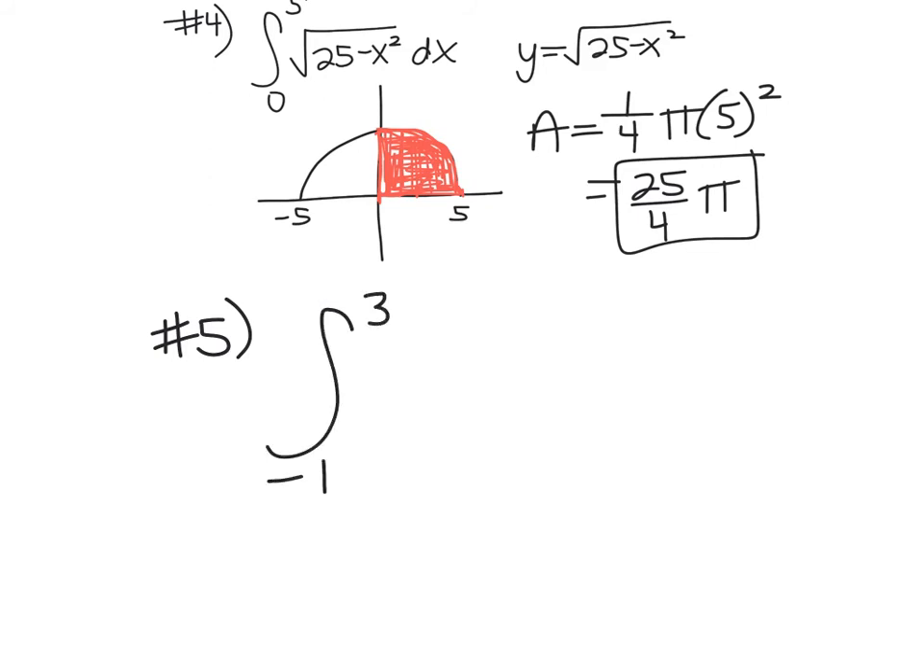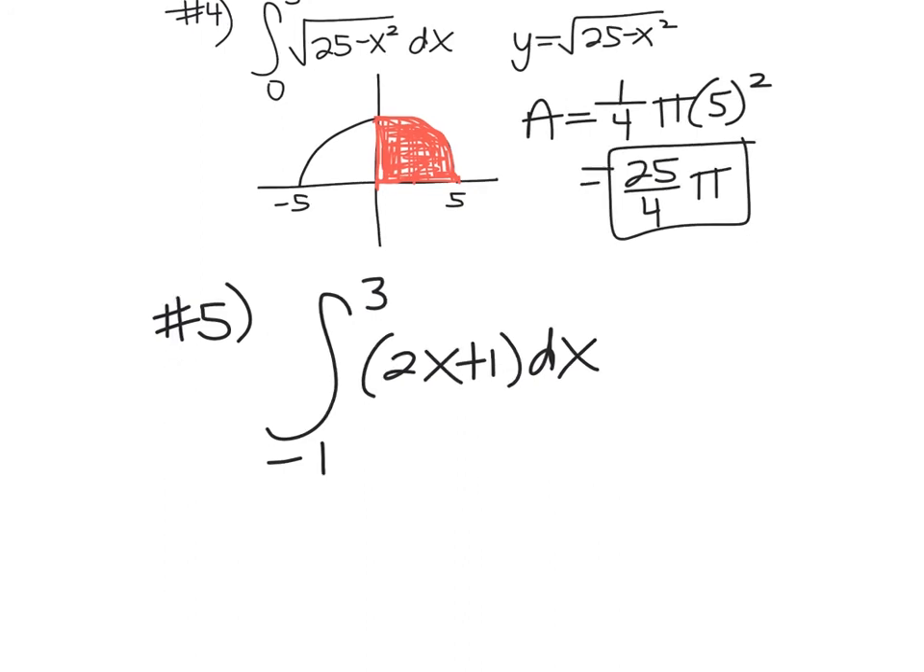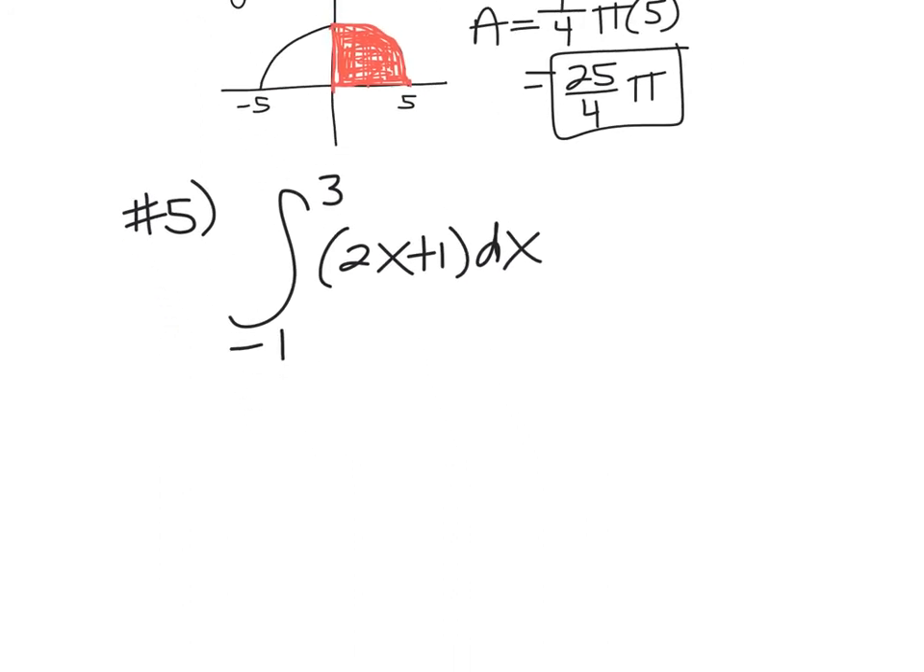Number 5. Number 5's a little tricky. Ready for it? Here it comes. -1 to 3 for 2x plus 1 dx. Doesn't look tricky. You look at that and you're like, oh, that's just a line, no big deal, -1 to 3. But let me show you what's happening.